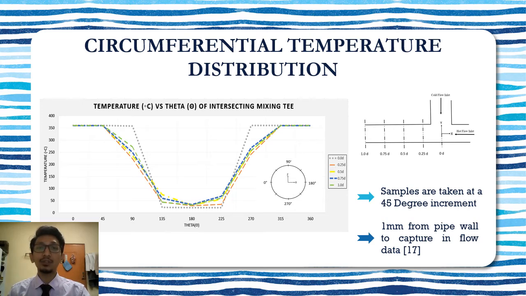The graph produced is noticeably quite similar to the colliding mixing T, where the temperatures are constant from 0 to 45-degree angle, start decreasing to the lowest point at 180-degree angle, then increase again from 225-degree angle. However, the line shows no significant variation in thermal mixing as the flow passes through the points. This result indicates that the mixing quality does not improve along the points for the intersecting mixing T, whereas the mixing quality in the colliding mixing T improved from point 0.75D.